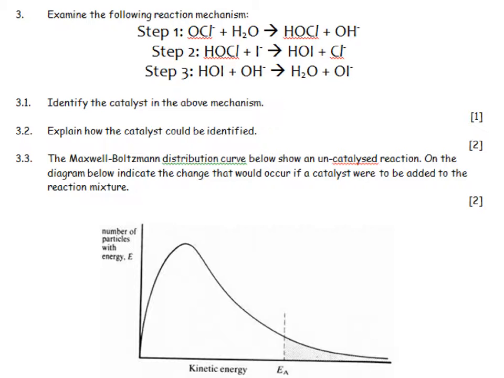Now we look at this reaction. It says identify the catalyst. The catalyst has to be the same thing at the beginning and at the end. If you take a look at the beginning of step 1 and the end of step 3, there's only one substance that it could be, and that is water. Why? The catalyst remains unchanged from the beginning to the end of the reaction.